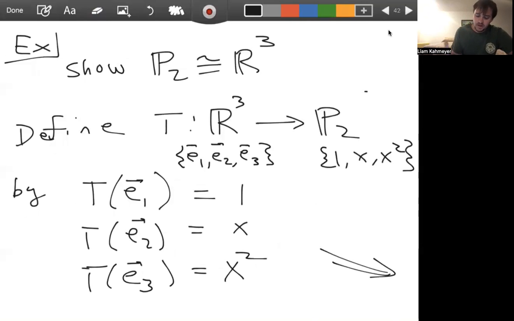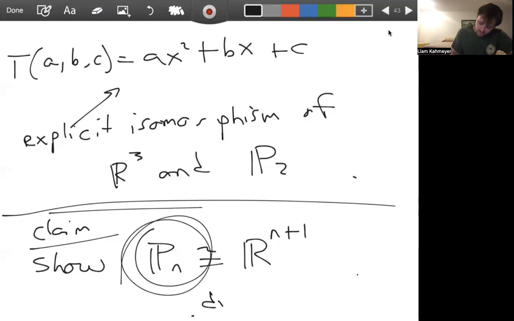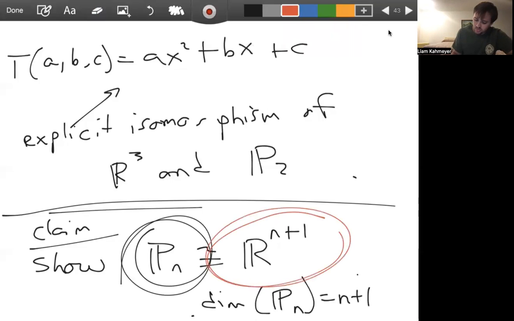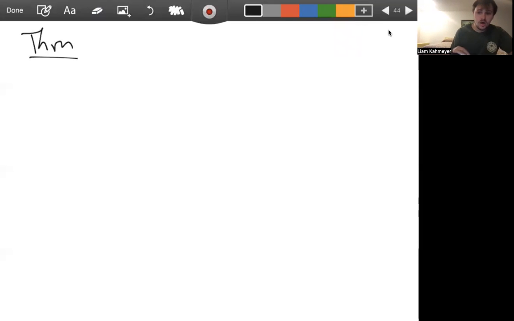what's the similarity here? Remember when we were talking about dimensions of vector spaces, we showed that the dimension of Pn is always n plus 1. Well, the dimension of R^(n+1) is also n plus 1, right? So we have this theorem, and this will be my concluding theorem for today's lecture videos, that relates when things are isomorphic to the comparison of their dimensions.